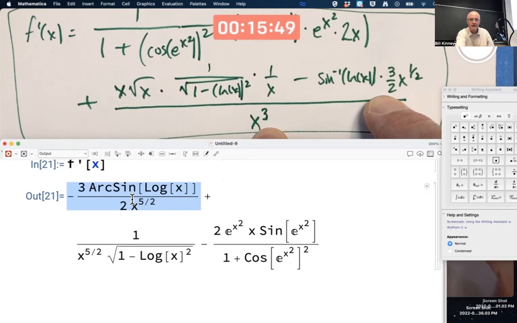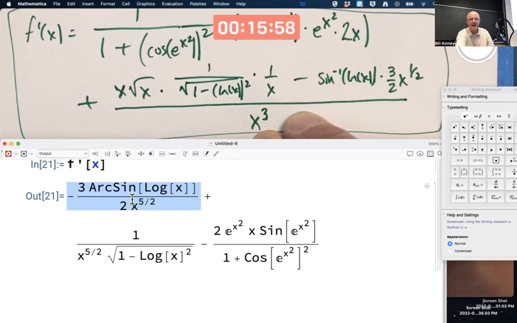Arcsine is inverse sine. You see the log inside there. The 3, the 2 can go in the bottom. You got the negative sign. X to the 1/2 can go in the bottom as an x to the negative 1/2. 3 minus 1/2 is 5 halves. Yeah, that first term is this part of the answer.